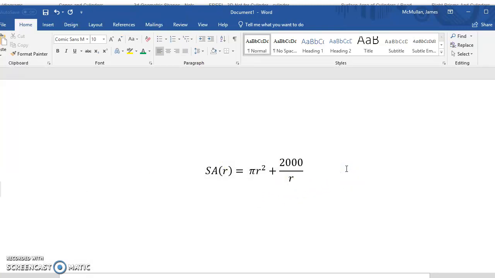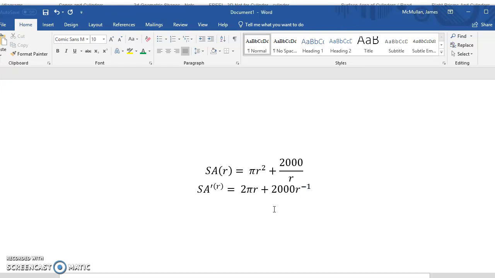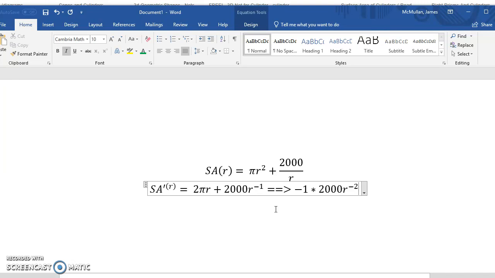We need to differentiate it, so we'll quickly do that. So we take the derivative. The derivative here would be 2 pi r. We drop the exponent. And then over here, let's just take a minute to picture this as 2,000 r to the minus 1. And of course, the derivative then becomes negative 1 times 2,000 r to the negative 2, right?